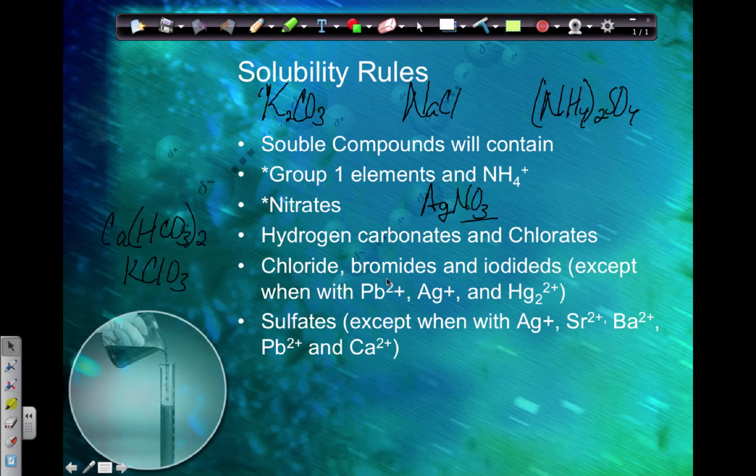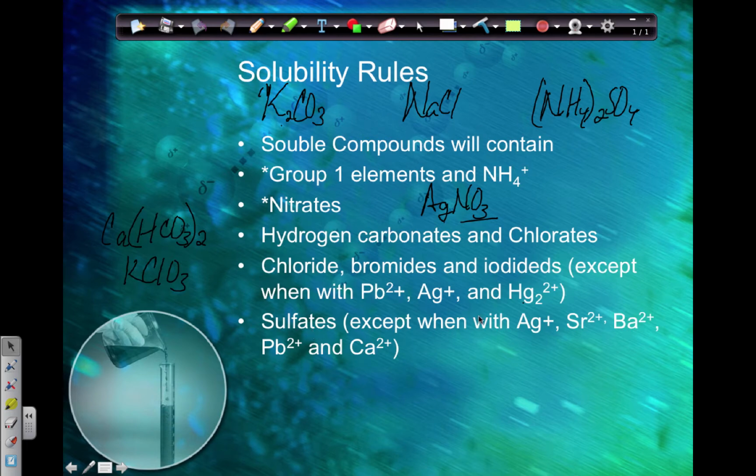If it has a chloride, bromide, or iodide, those would be soluble, except if they're with these 3 ions. So silver bromide would be insoluble. Silver chloride, insoluble. Mercury iodide would be insoluble. But if I had sodium iodide, if I had barium iodide, those would be soluble.